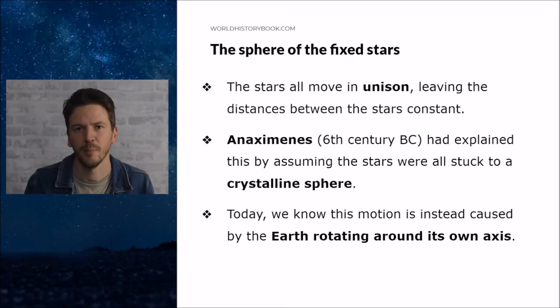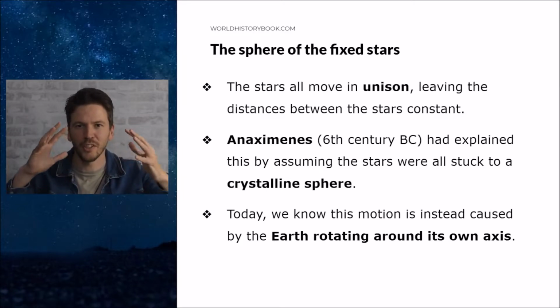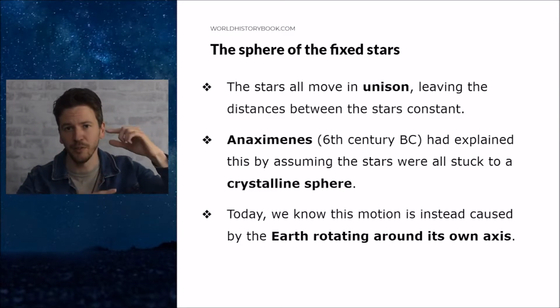Anaximenes in the 6th century BC had explained this phenomenon by assuming that all the stars were stuck to a crystal sphere that was rotating around every 24 hours.